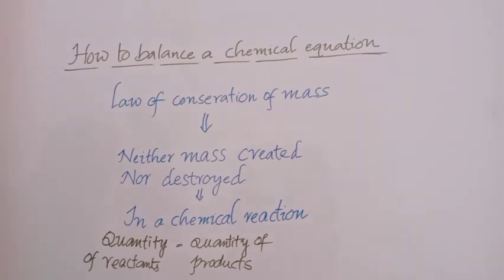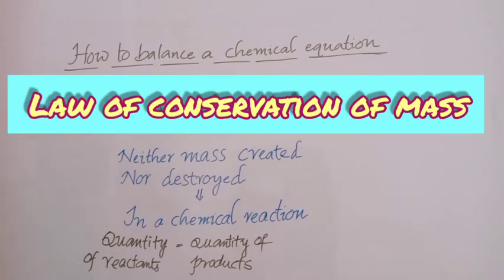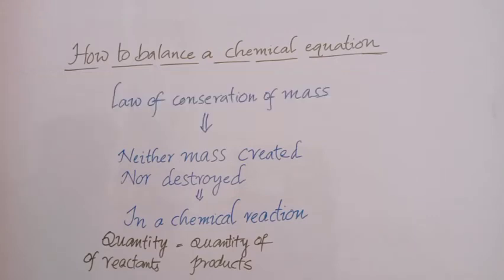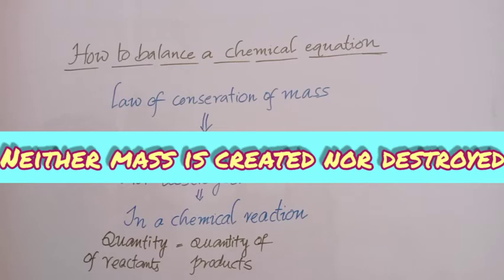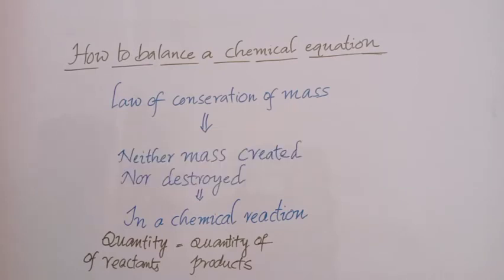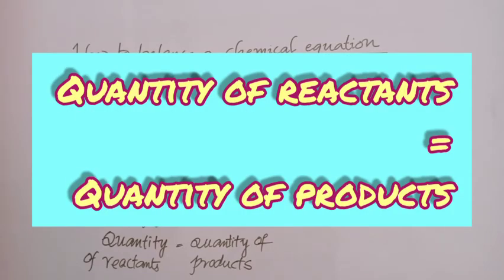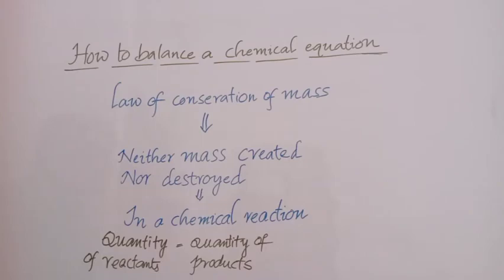Because, according to the law of conservation of mass, in the universe, in the world, neither mass is created nor destroyed. A simple example: in a chemical reaction, the quantity of reactants is equal to the quantity of products. For example, if we use 2 kg of reactants, the products will also be 2 kg.